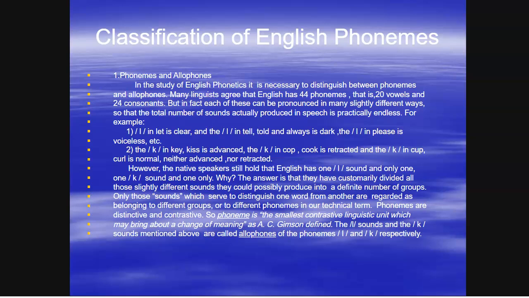Classification of English phonemes. The phonemes and allophones. In the study of English phonetics, it's necessary to distinguish between phonemes and allophones. Many linguists agree that English has 44 phonemes, that is 20 vowels and 24 consonants. But in fact, each of these can be pronounced in many slightly different ways, so that the total number of sounds actually produced in speech is practically endless.